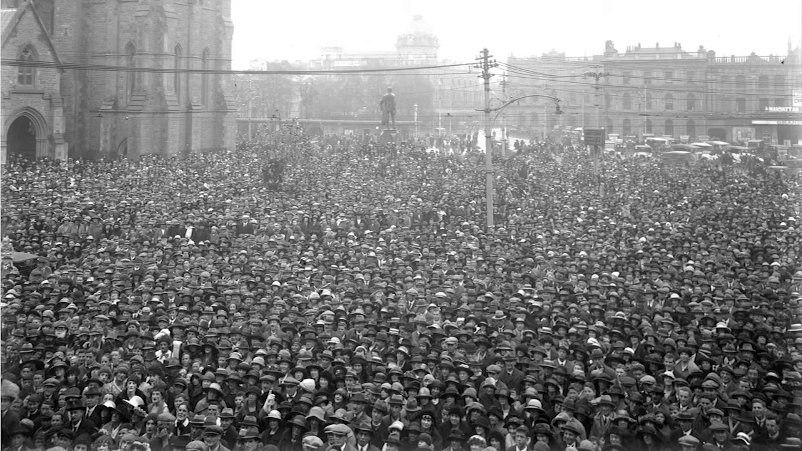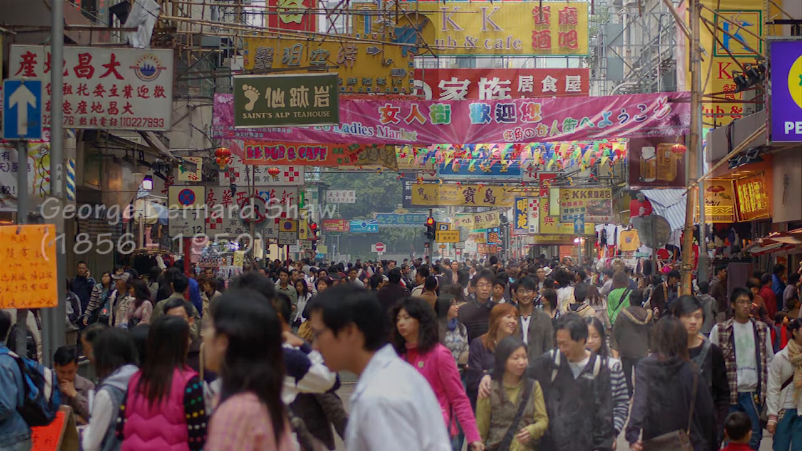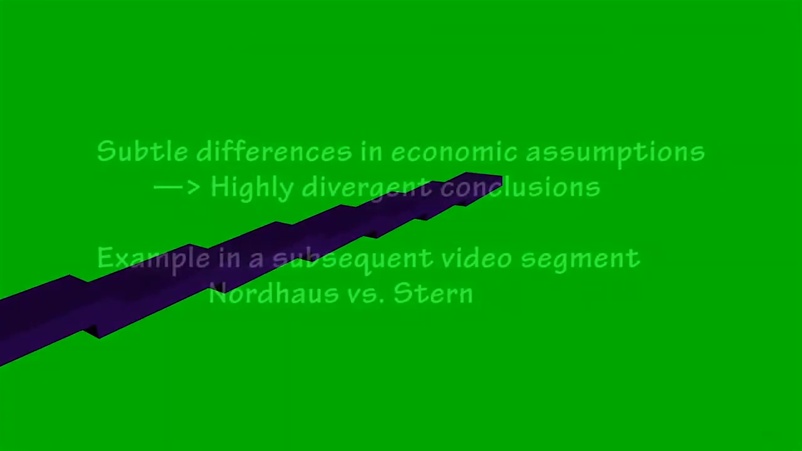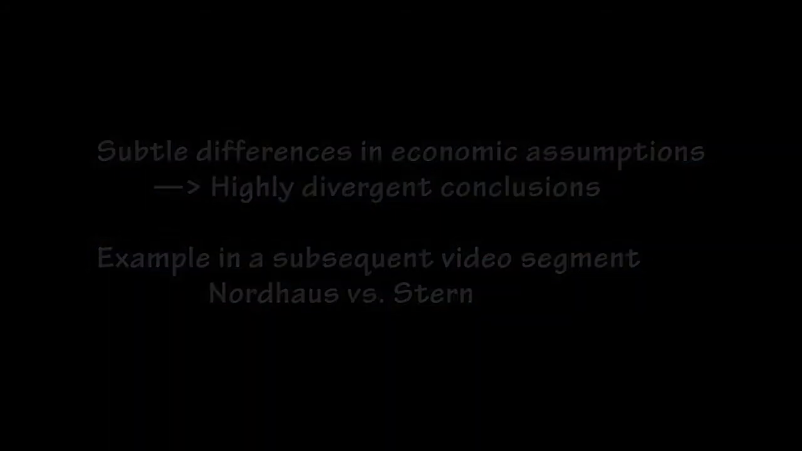Although such concerns persist to this day, little consensus has developed about the economic policies that are most effective in conserving resources. A witticism attributed to the playwright George Bernard Shaw is that if all the economists in the world were laid end to end, they would not reach a conclusion. Part of the problem is that subtle differences in economic assumptions lead to highly divergent conclusions. This becomes evident in the segments that contrast the analysis of the economists Nordhaus and Stern.